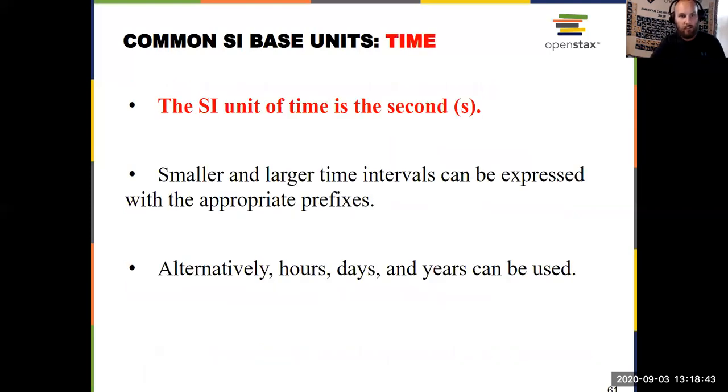Our other unit, time. The SI unit of time is the second. Piece of cake. We'll frequently use some prefixes with that, like milliseconds, for example. And you will see some applications in chemistry where you're going to use hours, days, and years instead of seconds because it's just more convenient.